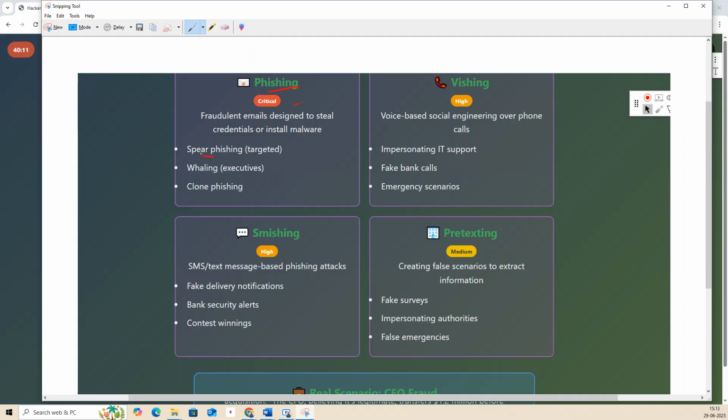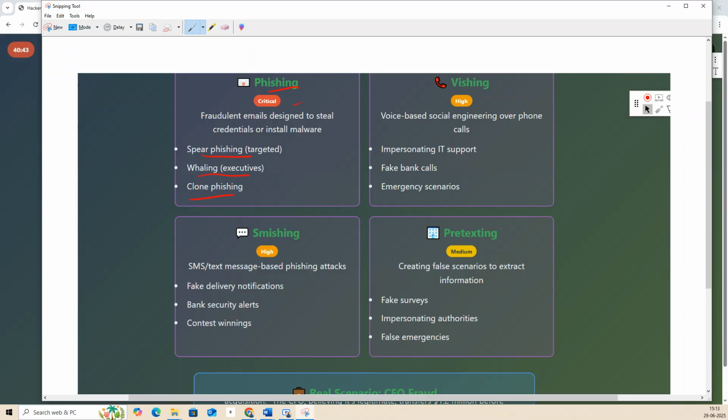There is spear phishing, which is targeted. Attackers research their victims on LinkedIn, Facebook, and company websites. They know your name, your job title, your colleagues, your recent projects. The emails are personalized and believable. Whaling: what is whaling? Whaling targets executives especially because they have access to the most valuable information and are often less security conscious than IT staff.